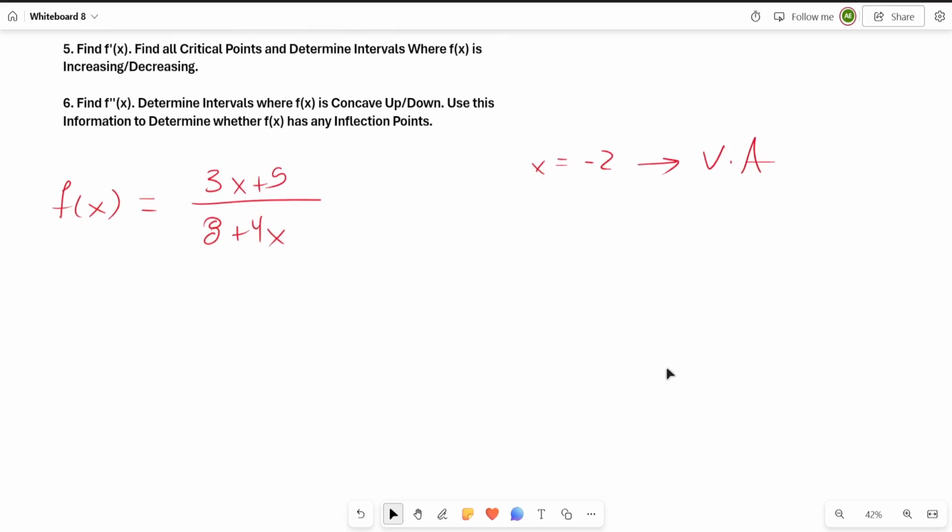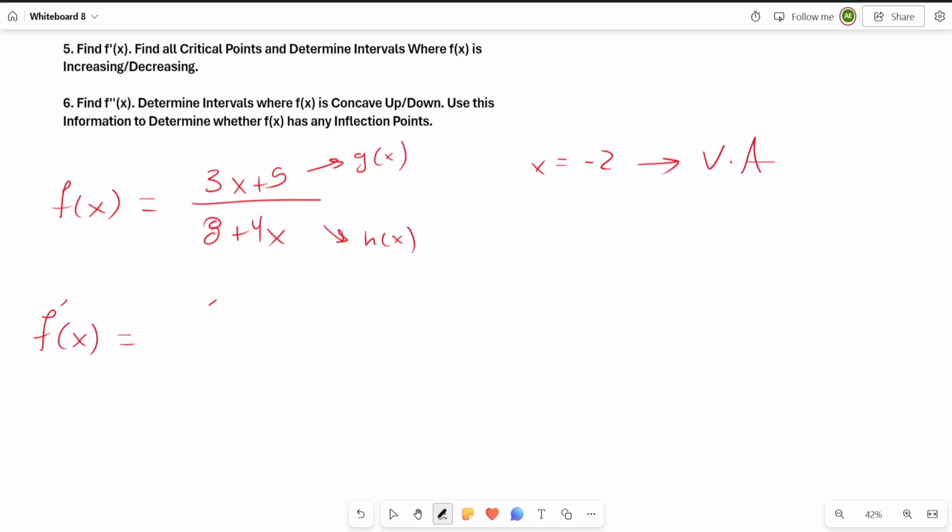Okay, let's see part 5. What does it say? It says find the first derivative to find all the stationary points. Okay, let's do that. So f dash of x is going to equal, I know when I have a fraction or a rational function, how to differentiate it. It goes like this. Let's say this is g of x, and let's say this is h of x.